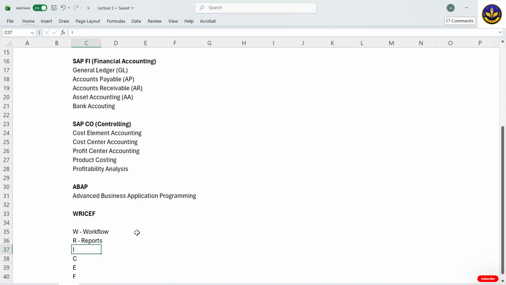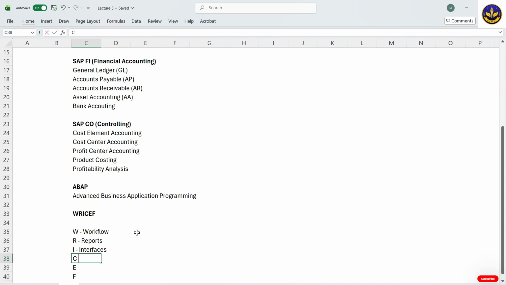Next is I, which stands for interfaces. SAP often interacts within SAP also, and it also interacts with third party systems. So the connection, the interface, is set up with the help of this ABAP.